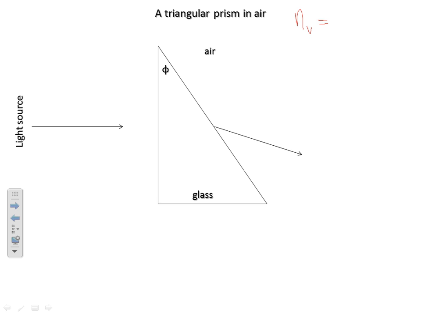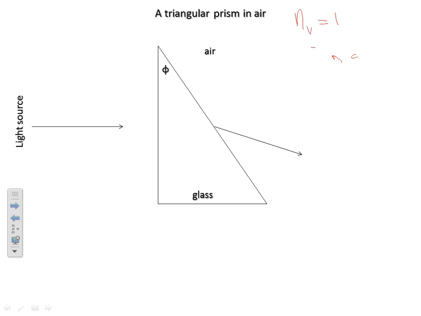Now, n of a vacuum, by definition, is 1. Just 1, not even 1.00. It's 1. Because n is c over v, and the speed of light in a vacuum is c, so it's c over c, and that's 1.